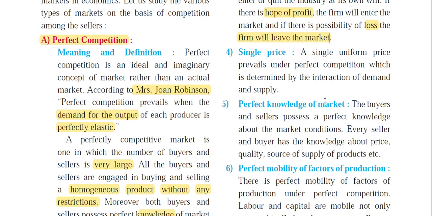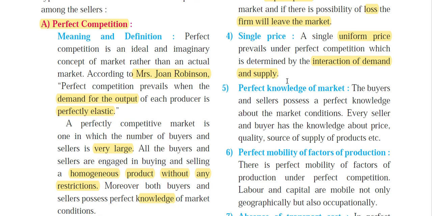Simple and sweet example: come, invest, earning profits, stay; not earning profits, go. Single price. Obviously, since all the products are homogeneous, all the products will be priced at the same rate. For example, if one apple is charged at 100 rupees, the other 1000 apples will be charged at 100 rupees only. So over here, the important word is uniform price, and it is determined by the interaction of demand and supply.